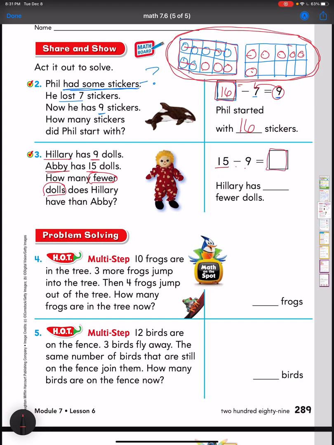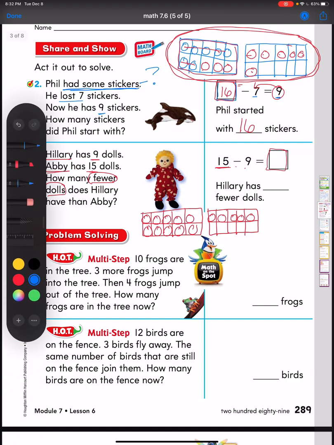So there's different ways that you could solve this, but let's draw a 10 frame since that's what we've been working on. We actually need 2 10 frames. So there's my 2 10 frames. I'm going to draw the 15 dolls that Abby has. There's Abby's 15 dolls. And Hillary has 9. So we're finding the difference. So I'm going to take away those 9 dolls.